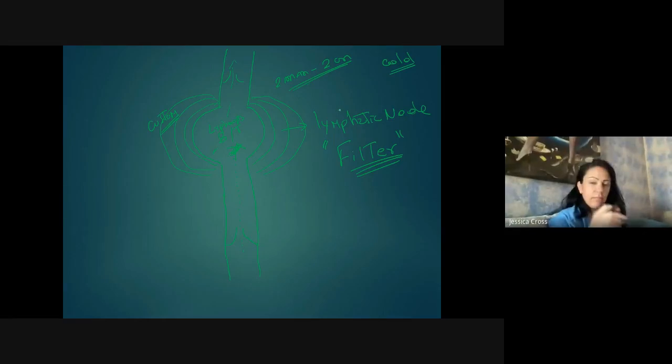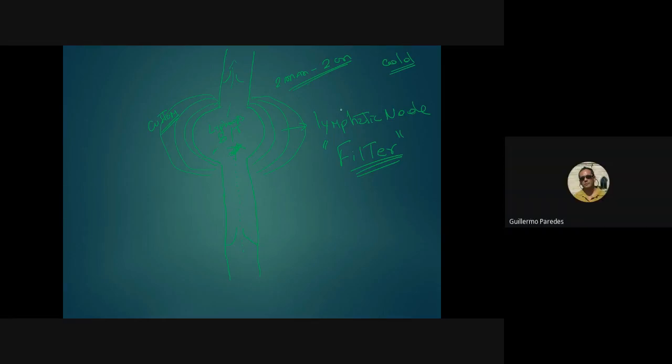Yes. So the normal maximum size is 2 centimeters, a little bit smaller than 1 inch. But when it is bigger than 2 centimeters, it's palpable. You can palpate that. So how many lymphatic nodes do we have? We have about 600 nodes spread out all over the body.